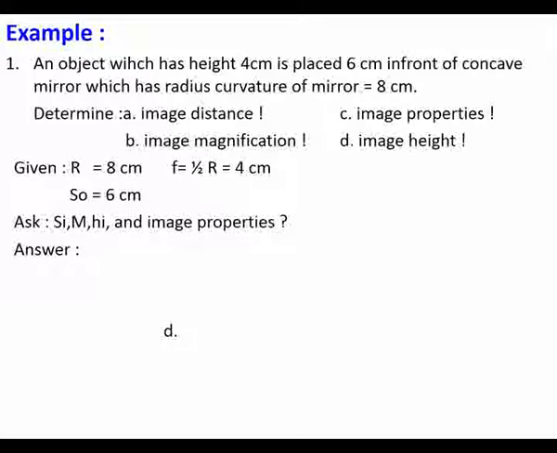Here, given R equals 8 cm, positive because this is a concave mirror. Because of that, the focus will be 4 cm, positive too. Remember, a concave mirror is a convergent mirror. And the location of the object, because it is in front of the mirror, is SO equals 6 cm. And the problem asks about SI, M, magnification, HI, and image properties.